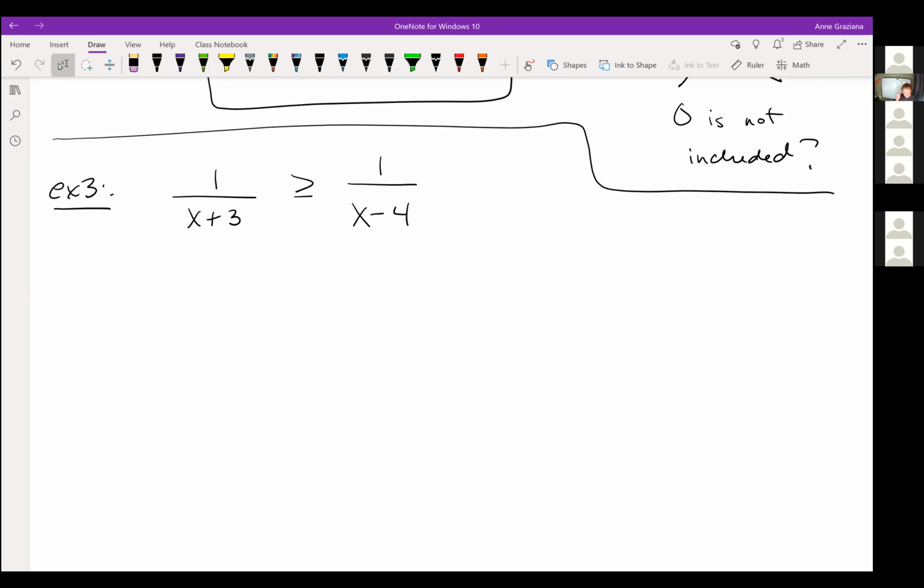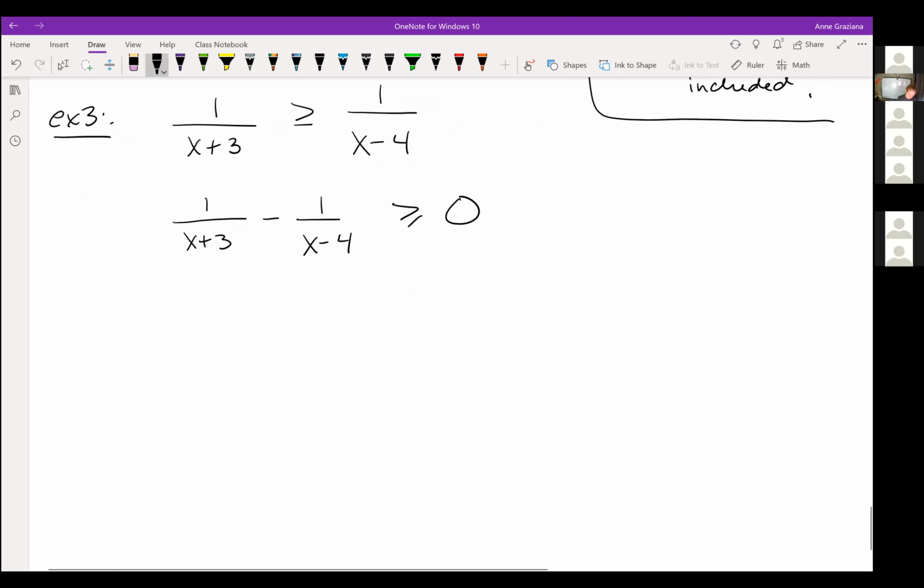Okay, I'm going to start. I would have subtracted 1 over x minus 4. And then we need a common denominator.